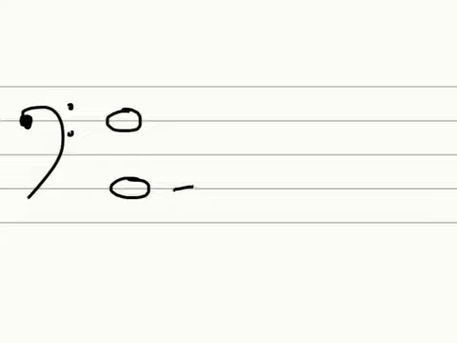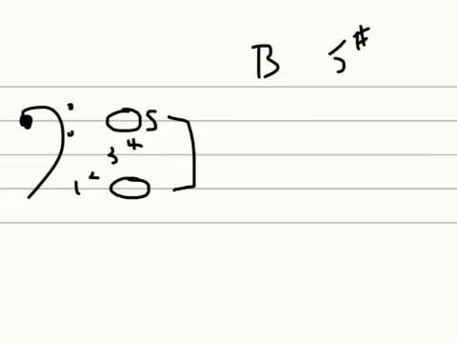Okay, here we have another 5th. Again, I do that by counting up 1, 2, 3, 4, and 5. I always start counting on that bottom note. And then I think about the key of the bottom note. The bottom note is B. So B major has 5 sharps.